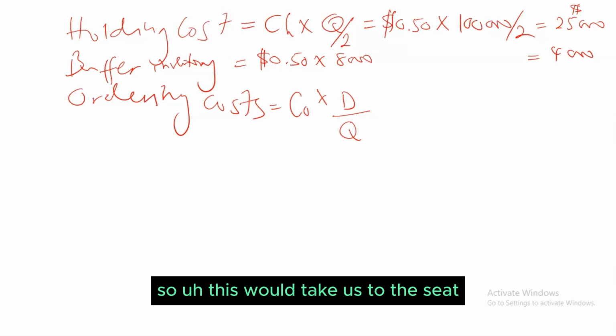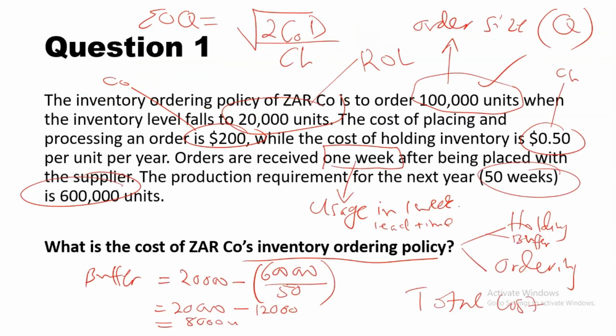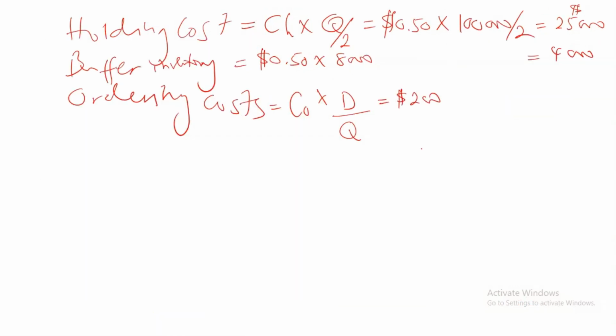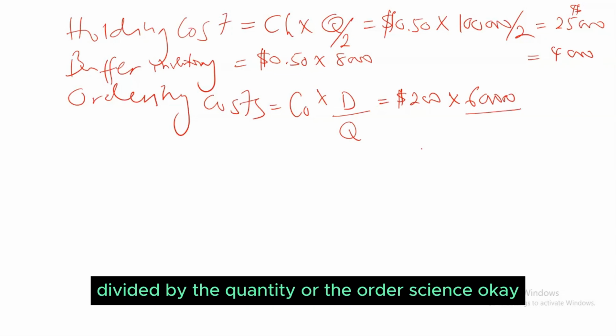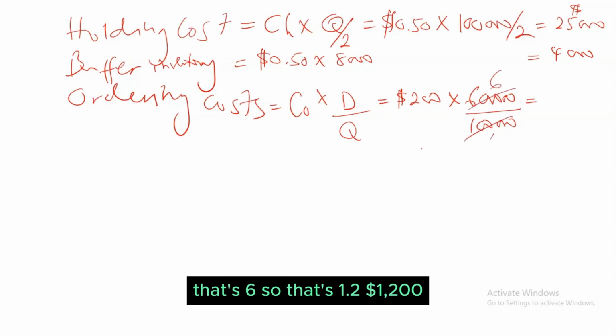So, this would take us to the cost of ordering from the question, which was $200, multiplied by the demand, which was 600,000, divided by the quantity or the order size. Okay, and this should be here. It's 1 here, that's 6, so that's $1,200.